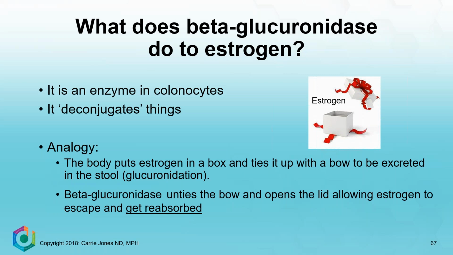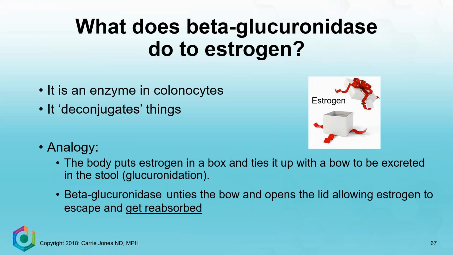So if you think about it, the body puts estrogen in a box, ties it up with a bow to be excreted in the stool. So in this particular instance, we're talking about the act of glucuronidation. So not methylation, but glucuronidation. So different detox pathway. So glucuronidation, estrogen's in a box with a bow tied on, and what beta-glucuronidase does is it unties the bow, opens the lid, and it allows estrogen to escape and get reabsorbed. And so that's what it does. It's a gift opener when it's not supposed to be.